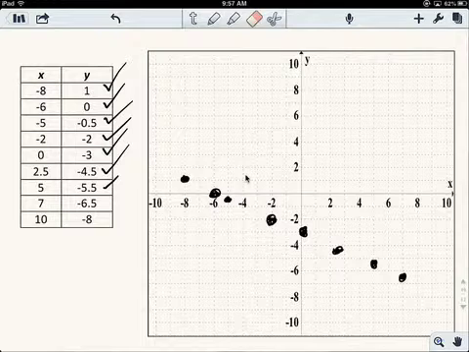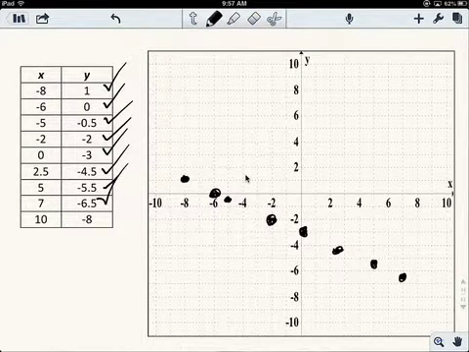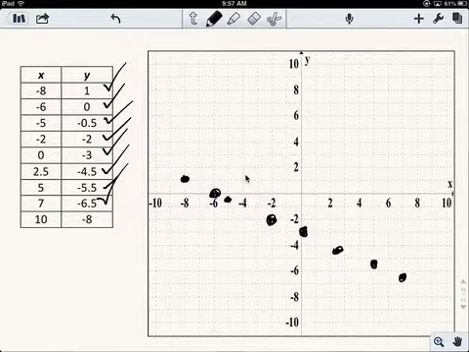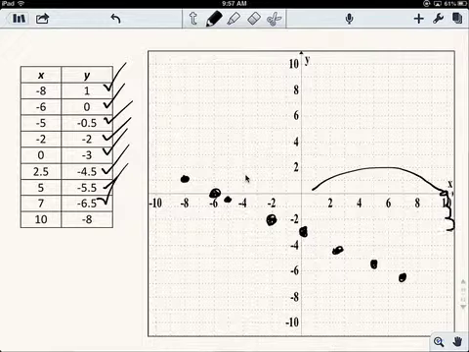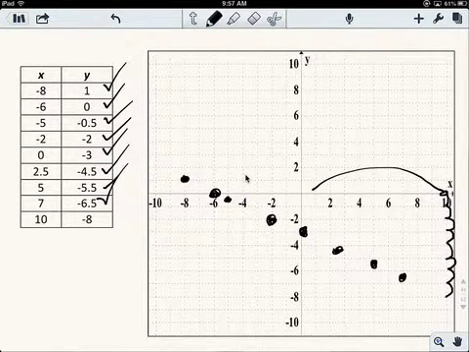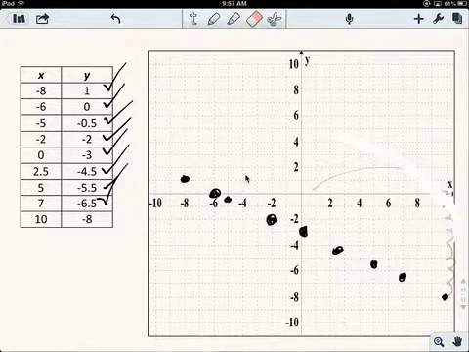And then we're down to the last one here, 10, comma negative 8. I go over to 10. I'm just going to go all the way over because it's all the way over here at 10, and then down 8. 1, 2, 3, 4, 5, 6, 7, 8. And there's my last point. Awesome.